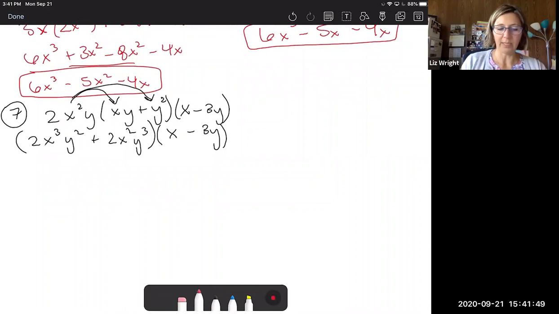I would also be looking inside my parentheses to see if there's anything I can combine, because these look really similar, but they're not the same. So unfortunately, I can't combine them to make this easier. So now we can FOIL, or you can do the table method.